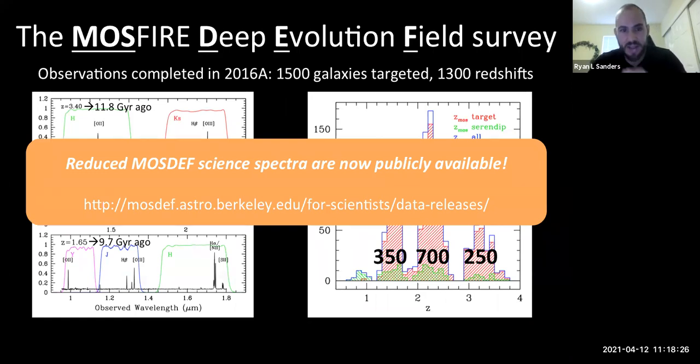Just wanted to highlight that the reduced science spectra are actually publicly available, and we'll be releasing our catalogs of emission line measurements and other derived quantities soon. So if you want to use these for your science, feel free to contact me or check out the website there.